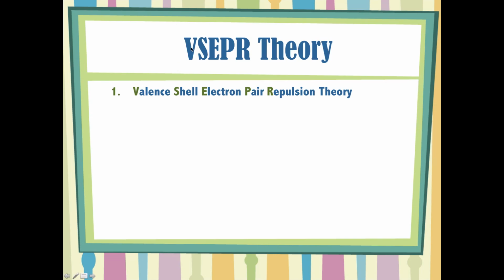It says that valence shell electrons, again, those are the electrons in the outermost energy shell, are the electrons that are farthest away from the nucleus, so they're the ones that take part in bonding. They come in pairs, so valence shell electron pairs, and repulsion means like charges repel. They want to get away from each other.